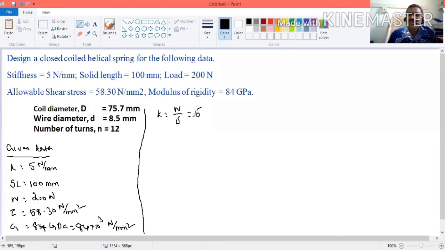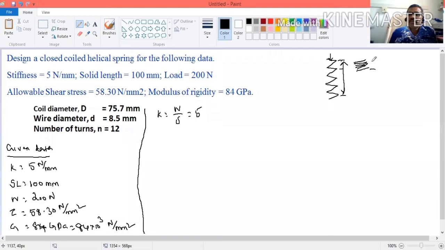What is solid length? I already explained about solid length. When the spring is free, that is no load is applied, the spring will be like this. So between two coils there will be a gap. When the maximum load is applied, there is no gap between the coils. All will be close to each other, closely packed. So this is free length.